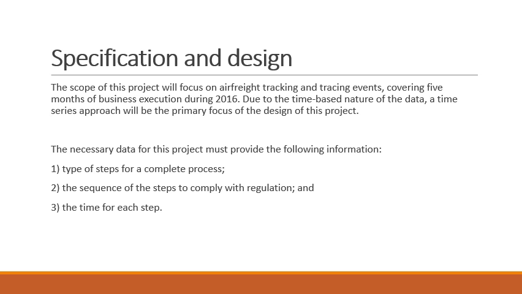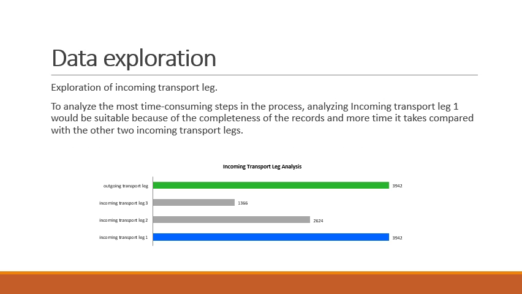First, we explore the incoming transport legs. As for the sample company, there are altogether 3,942 freight shipped to the customers during the 5 months. The figure is shown after the outgoing transport leg.